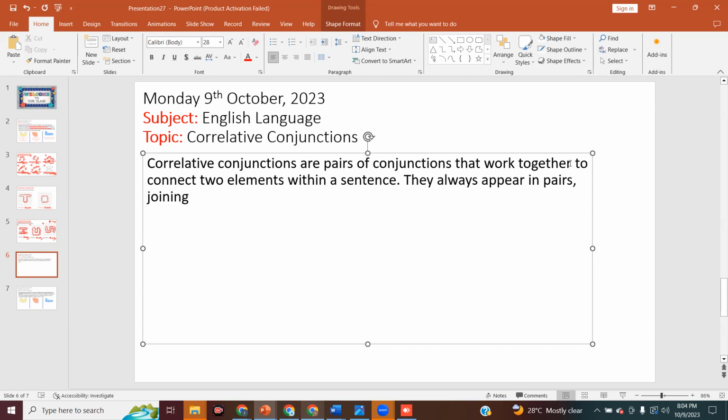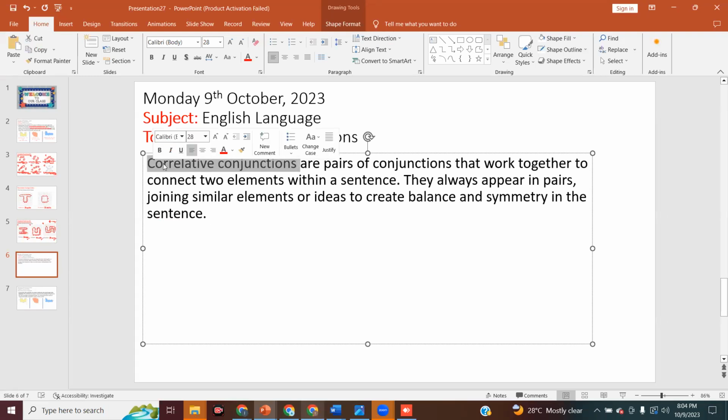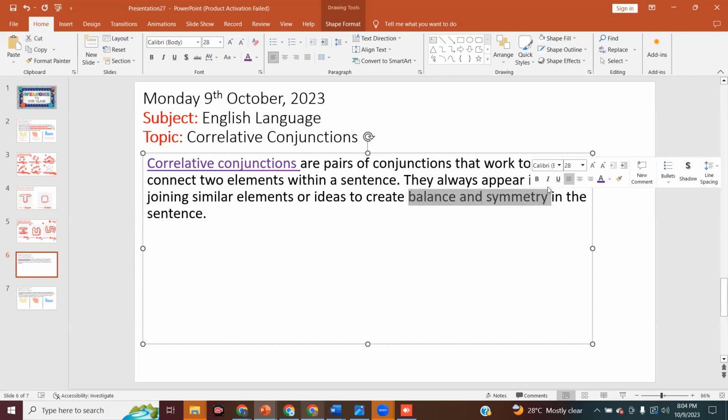Joining similar elements or ideas to create balance and symmetry in the sentence. So at this point, you may be wondering, I know that they come in pairs, and I know that they work together to give the sentence balance and symmetry. And when we talk about symmetry, symmetry is a mathematical idea.